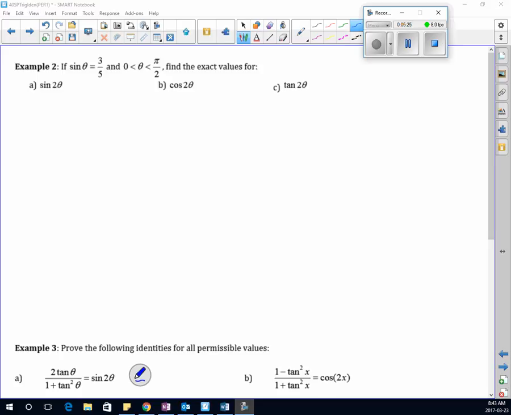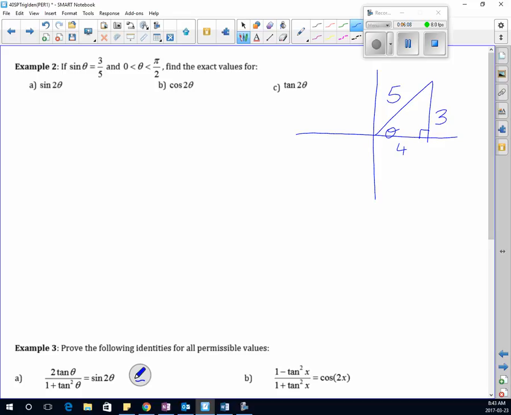So, example 2. If sine theta is 3 over 5 and theta is between 0 and pi over 2, do you recognize this type of question? What is it? The triangle. What quadrant should I draw my triangle in? The first quadrant, yes. And I'm going to do theta because they're using theta. And what else do I know about my triangle? Opposite is 3, hypotenuse is 5, and I automatically put a 4 in there because I know it's a 3, 4, 5 triangle.